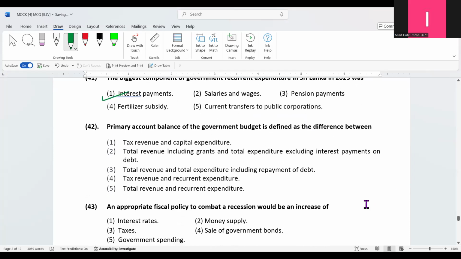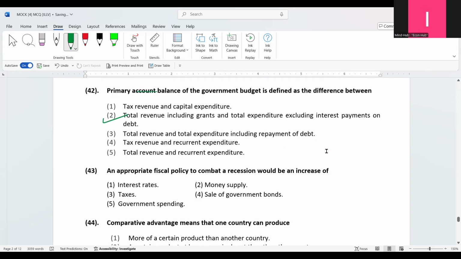42. Primary account balance of the budget is defined as the difference between. I have asked these questions many times because I've told you guys, even with the discussions we had in the plugin SEQ sessions, primary account balance of the government. Actually, it should be primary balance of the government. Okay, there's an error there. Primary balance of the government is a very important indicator of public debt sustainability. So we need to be very good with these concepts and their importance. Correct answer here would be number 2.